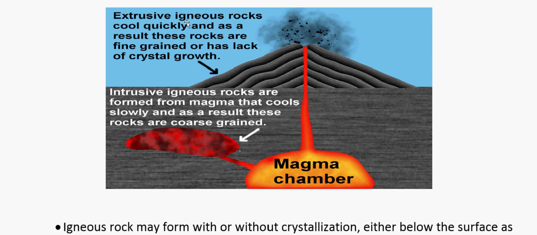Extrusive igneous rocks cool quickly, and as a result, these rocks are fine grained and lack crystal growth. Intrusive igneous rocks are formed from magma that cools slowly, and as a result, these rocks are coarse grained. This one is fine grained, and this one is coarse grained, and the extrusive igneous rock lacks crystal growth.